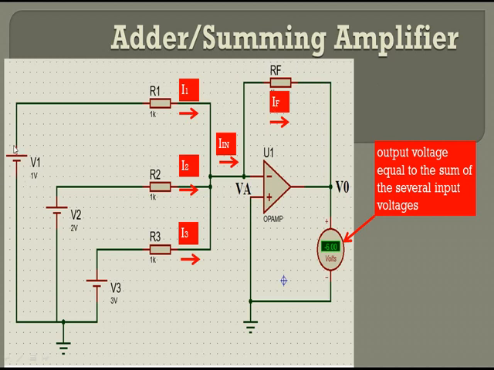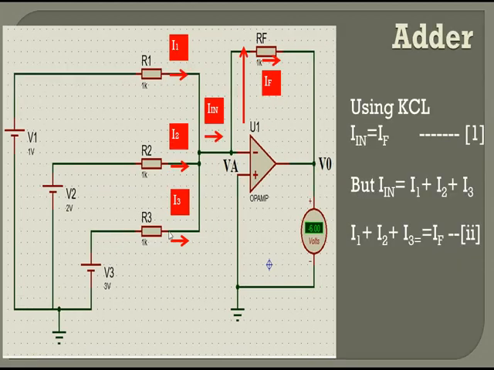Input voltage V1 is applied to the inverting input through resistor R1. Input voltage V2 is applied to the input of the op-amp through resistor R2, and input voltage V3 is applied to the input of the op-amp through resistor R3. Now we are going to find the equation of the output voltage.